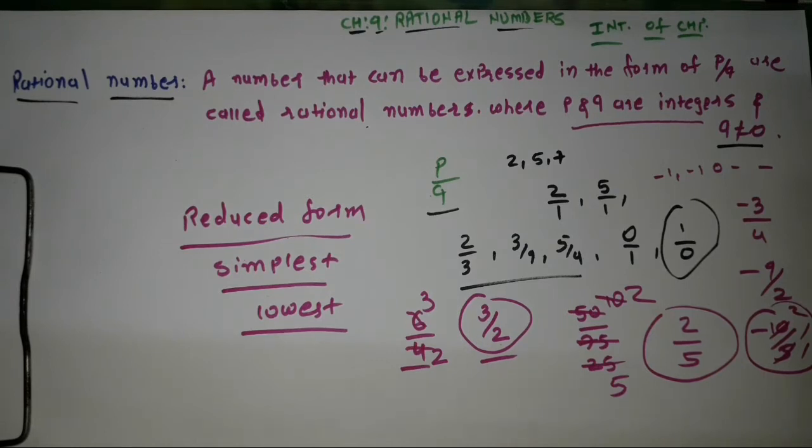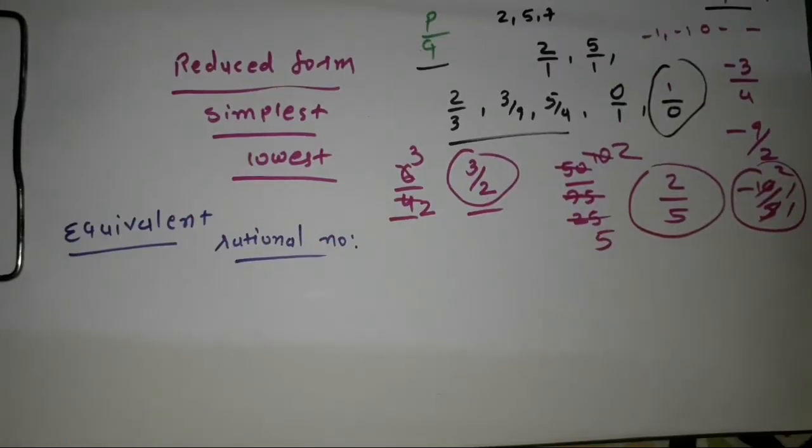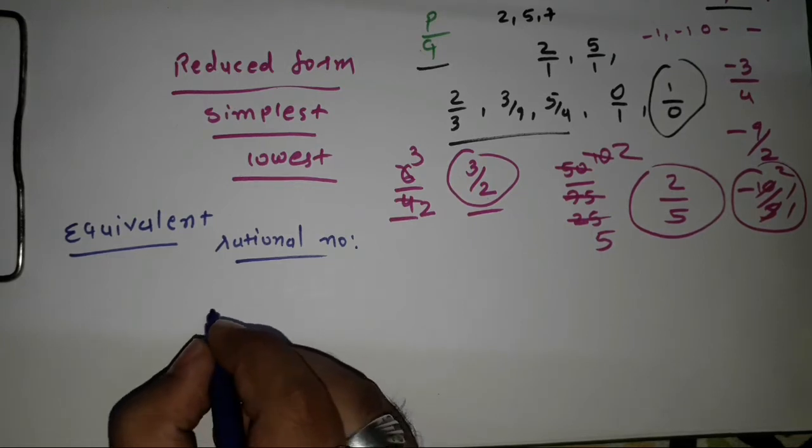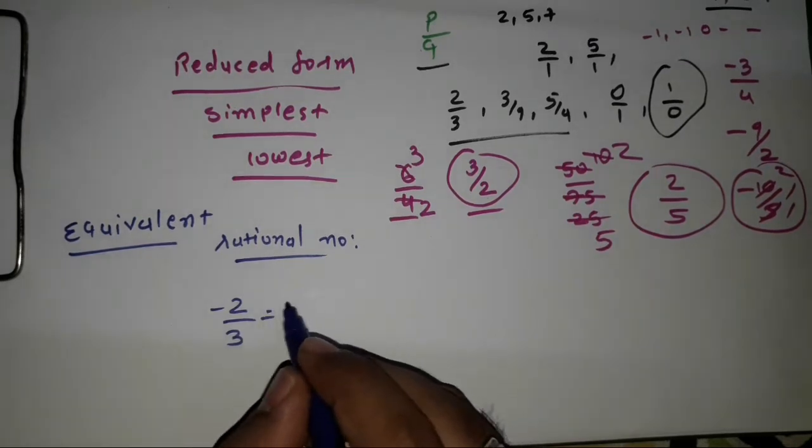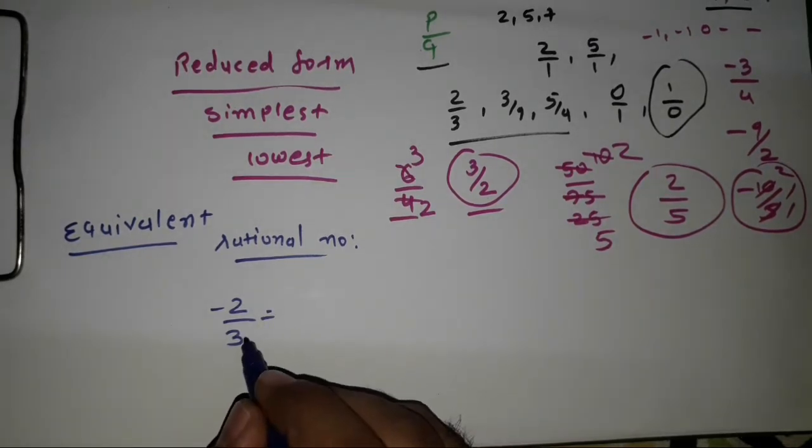Now the next topic is equivalent rational numbers. So what are equivalent rational numbers? A rational number can be written with different numerators and denominators. For example, we can say minus 2 upon 3. So minus 2 upon 3, we can also write this number as, for example, here I need denominator 6.